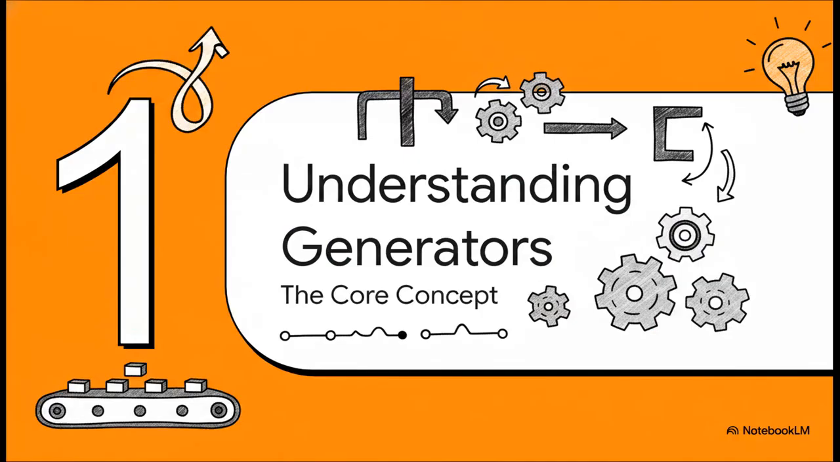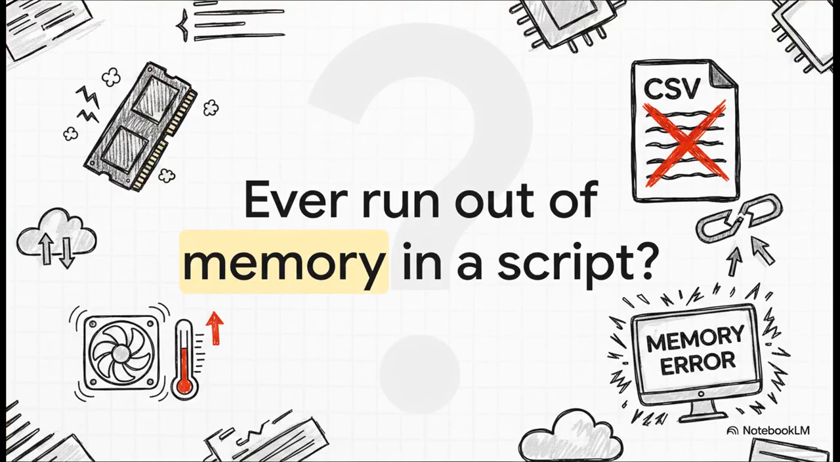All right, let's kick things off with Section 1, Understanding Python Generators, the core concept. Let me ask you this. Have you ever run out of memory while running a Python script? Seriously, have you ever tried to process a massive data set, maybe a CSV file with millions and millions of rows, and suddenly your computer fans start screaming, the whole system freezes up, or Python just throws that devastating memory error right on your screen?